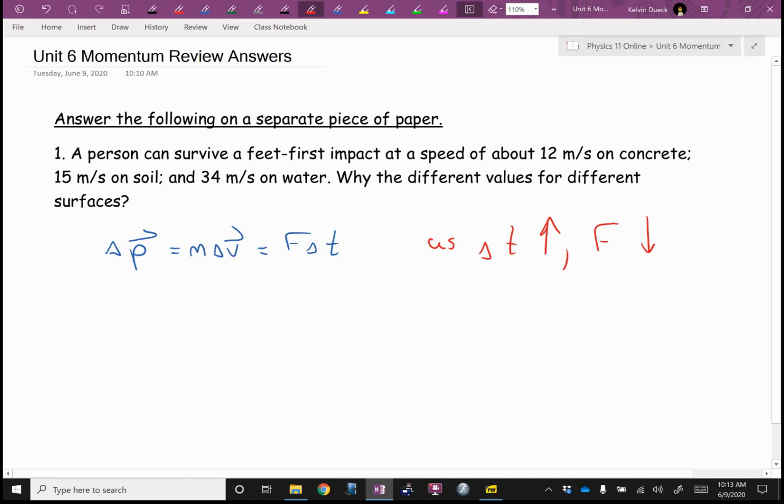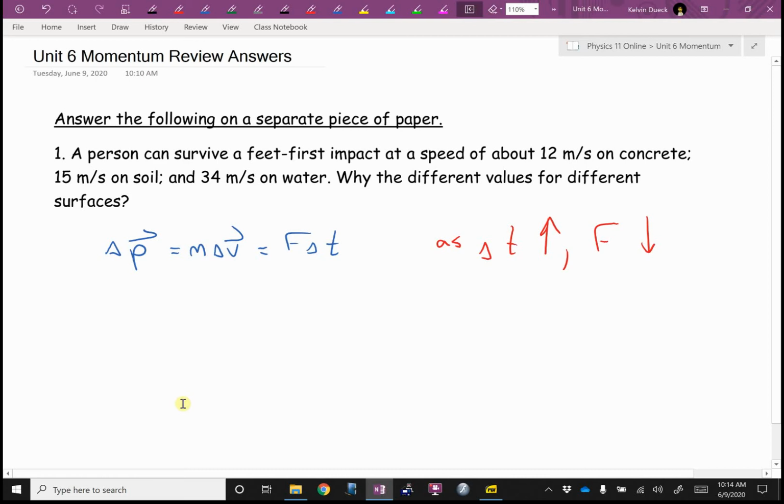So that's why when we look at these different values, that's why we get a different change in velocity. Different change in time, bigger change in time, say for landing in water, takes it longer to bring you to a stop, lowers the impact force, and lets you have a bigger change in velocity.